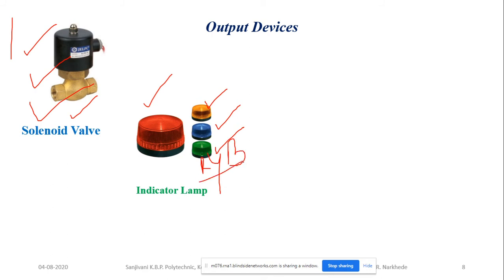So in most of the panel you can observe these indicating lamps over here. Red just indicates that your R phase is available, Y represents that your Y phase is available, and B represents that B phase is available. Sometimes you are going to use green and red also. Green indicates that your machine is in the running state, and red indicates that the machine is in the stop state.